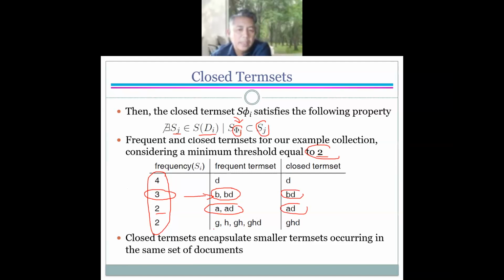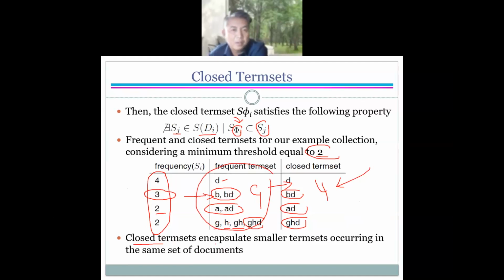Similar to this, GH, GHD, so we take the largest one. Okay, so from 1, 2, 3, 4, 5, 6, 7, 8, 9, from 9, we reduce to only 4. So closed term set encapsulates smaller term set occurring in the same set of documents. So this is the closed term set that covers all of this.